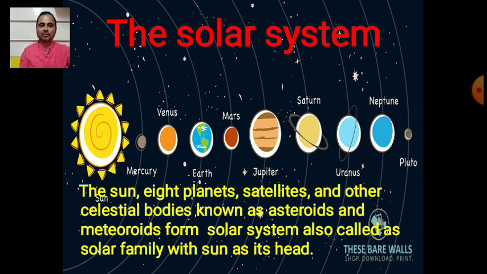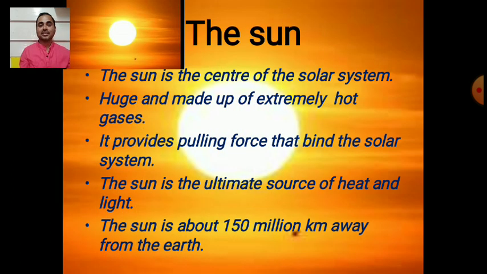So first what will we take? We will take the Sun. Do you know, in the solar system, the Sun is the center of the solar system. It means the Sun is the center point. And do you know, the Sun is very huge and made up of extremely hot gases. And the Sun has a pulling force.